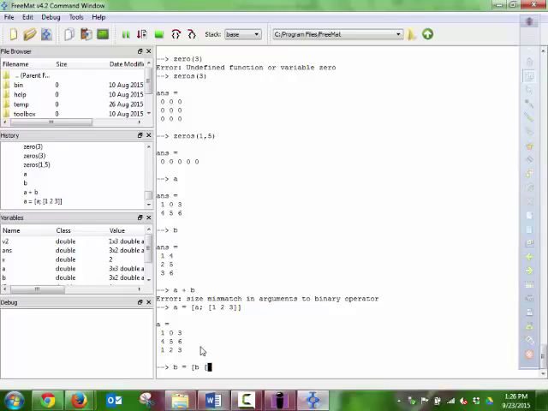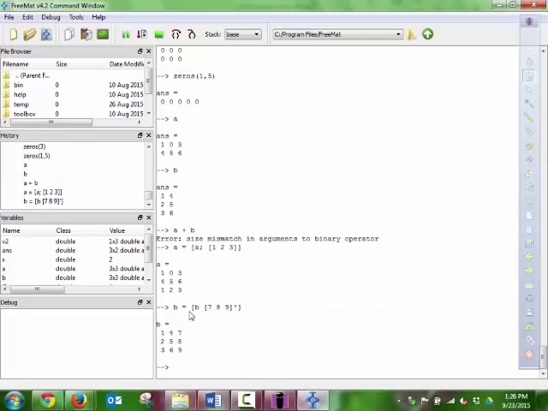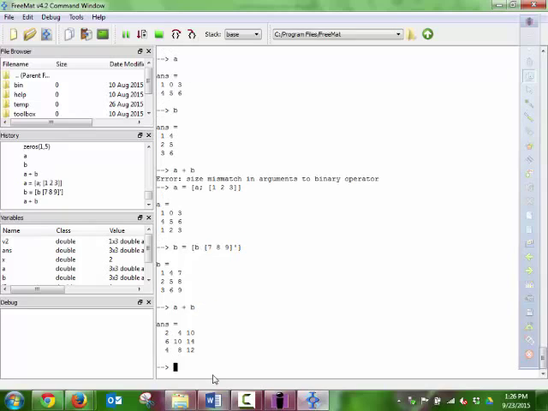What column should we add on? 6, 7, 8, 9. 7, 8, 9. It has to be a column matrix, so I'm going to make it a column matrix. So I have A and B here now. Let's add A and B now, because now that they're the same size, it should be comparable. You should be able to add them.